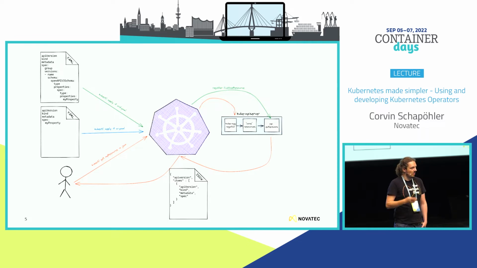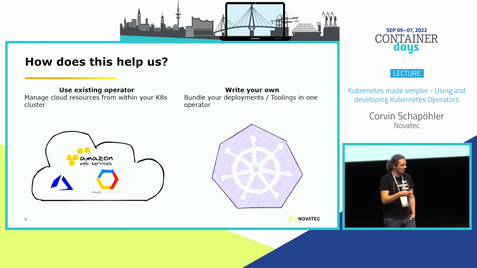I know all of you now think, but Corvin, you promised simplified Kubernetes. That's not simplified Kubernetes. That's a lot of bullshit and a lot of stuff on top of it. What are you talking about? And for that, I will show you two cases where you can use these operators.